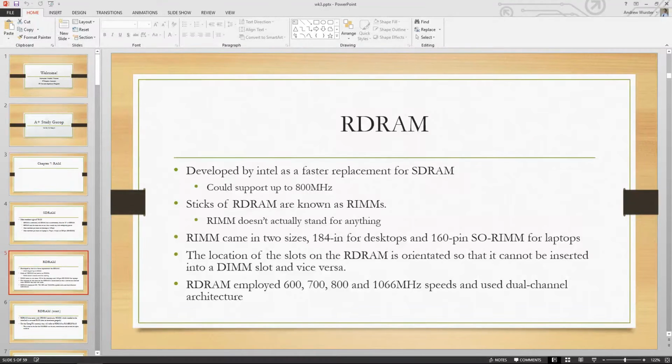It came in two sizes, a 184 and a 164. Laptops, as I said, are smaller because they only have so much room in the physical laptop.